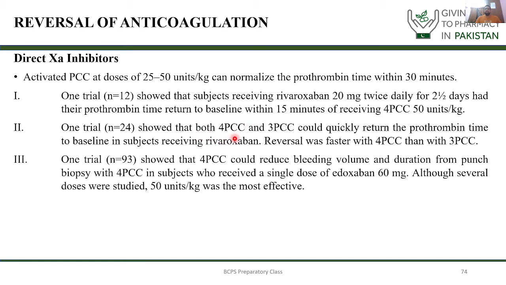Similarly, in another trial, they compare the 4 PCC and 3 PCC. They check that the 4 PCC has faster reversal than 3 PCC. In the third trial, they show that the PCC could reduce bleeding volume and duration from punch biopsy within 4 PCC in subjects who receive a single dose of edoxaban 60 milligram. In these patients they administer the 4 PCC at a dose of 50 units per kg.